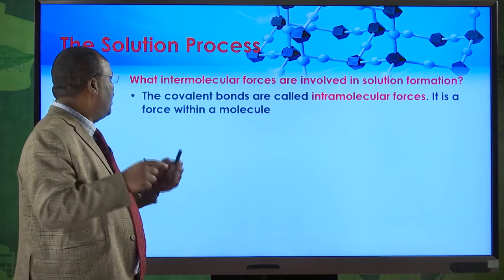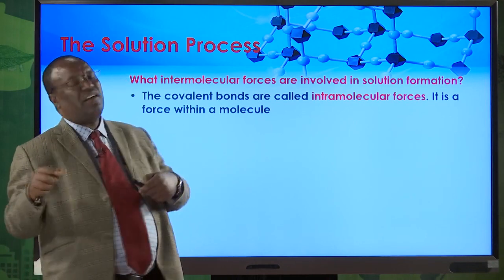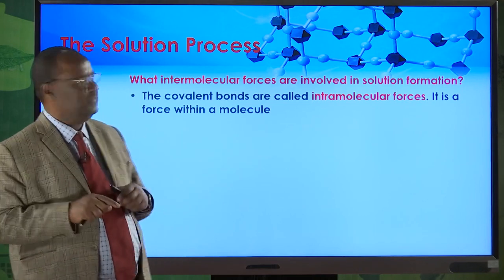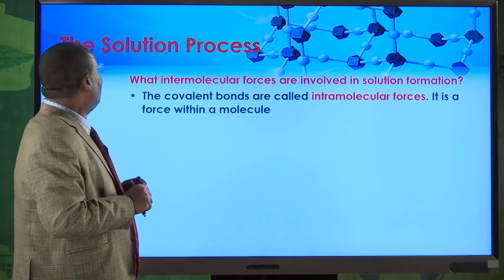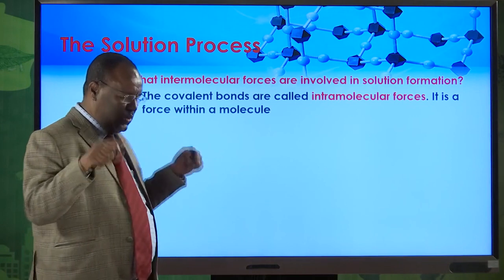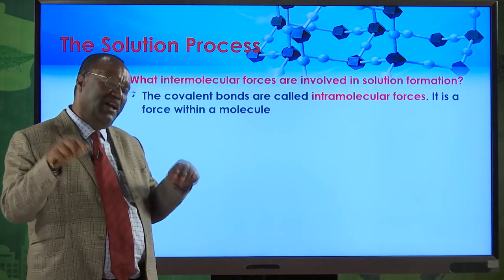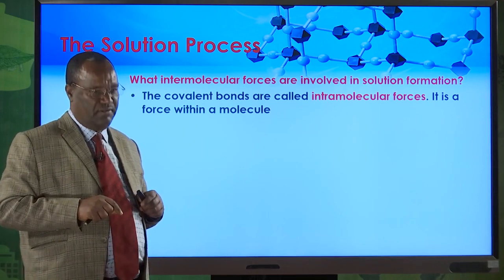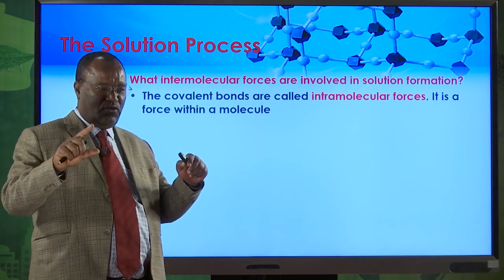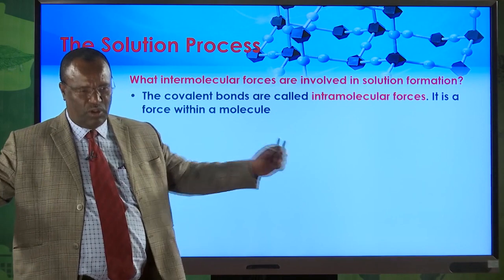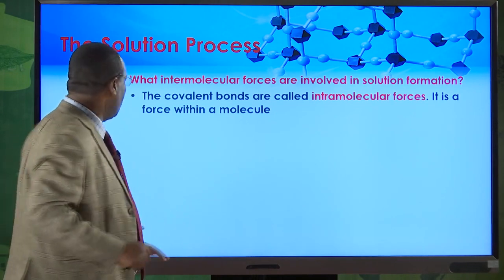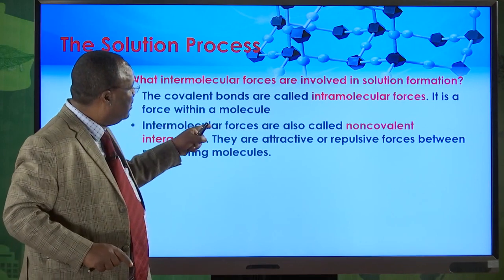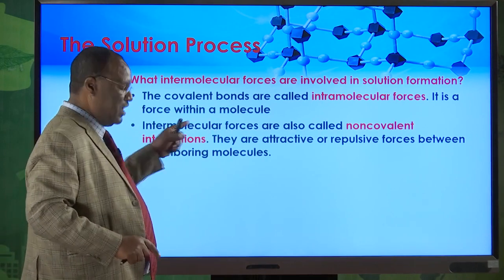The covalent bonds are called intramolecular forces. What's the difference between intramolecular force and intermolecular force? An intramolecular force is a force within a molecule. The force of attraction between molecules, we call that intermolecular force of attraction. Intermolecular forces are also called non-covalent interactions.